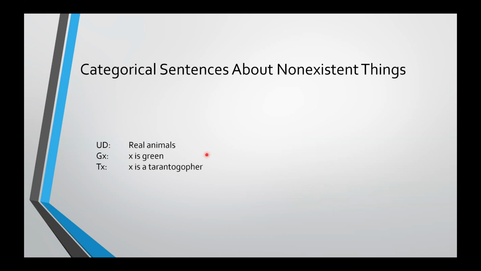So we're going to use this universe of discourse here. The universe of discourse is going to be animals, and we'll specify that it's real animals, which may seem redundant, but we did have a universe of discourse previously that was characters in Lord of the Rings, so maybe we do need to specify that we're talking about real stuff this time. Gx is x is green, and Tx is x is a Tarantagopher, which is something I just made up. Note that for the purposes of this illustration, we could have just left the universe of discourse as the positive integers, because there are no Tarantagophers in the set of positive integers either.